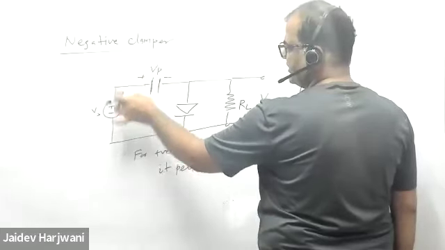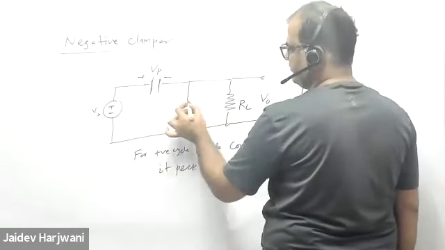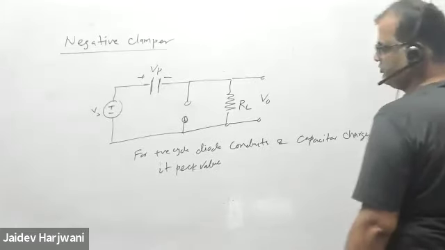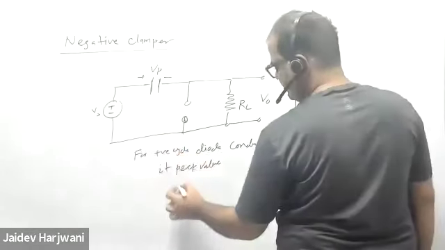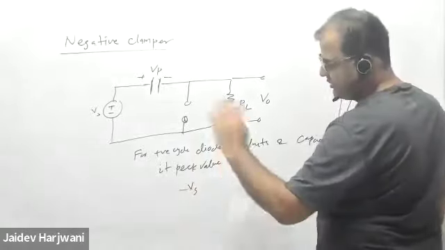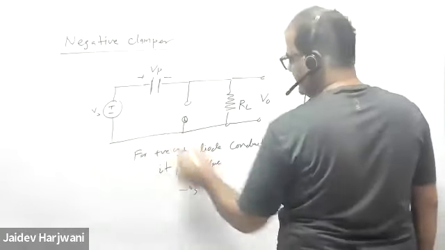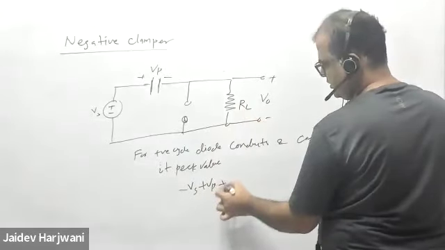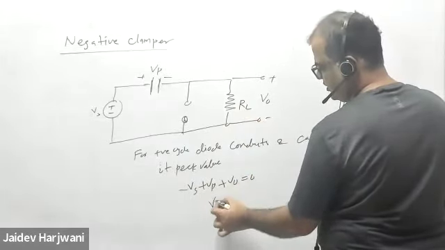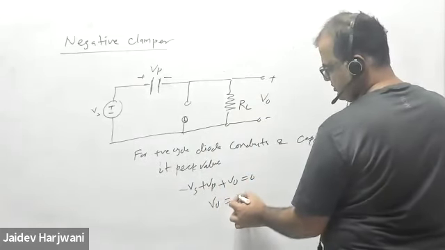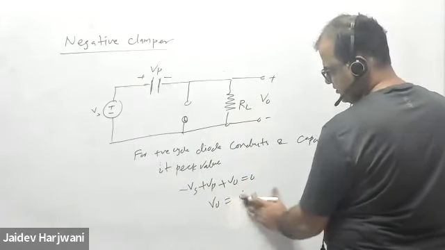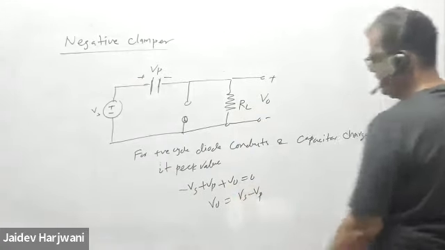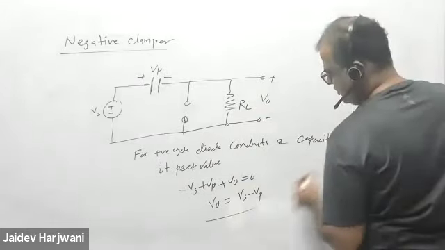This is making reverse bias, this is making forward bias, this is always greater than this one, so this will become open. This is open. Now you have to write the equation. The equation is minus Vs, Vs can be positive or negative both, plus Vp plus V naught equals 0. V naught is equal to Vs minus Vp. Okay, so this is my output.